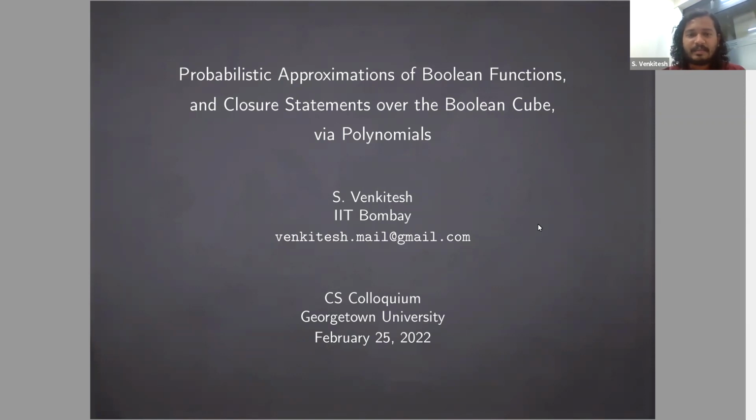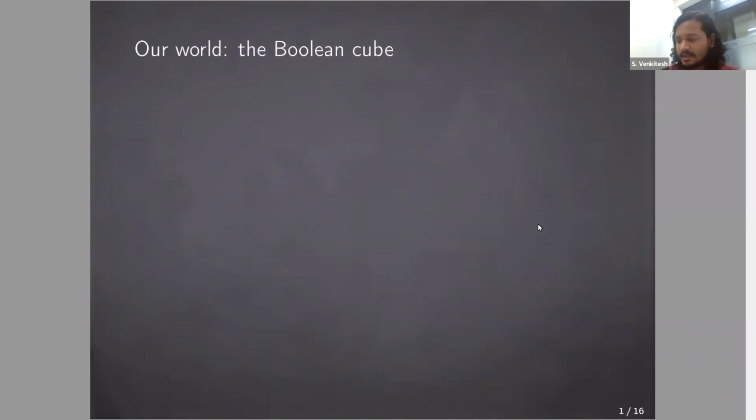So let's begin. So our world is the Boolean cube, right? And that's what we are interested in. And we are interested in functions from the Boolean cube to a field. And the field could be anything. In fact, we will work with fields of both 0 as well as positive characteristic. So the Boolean cube is just {0,1}^n as a set embedded inside the vector space F^n for some field F.